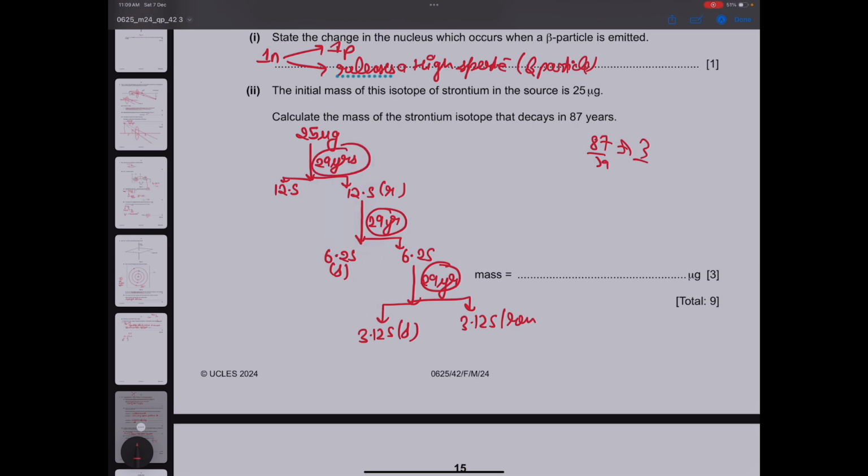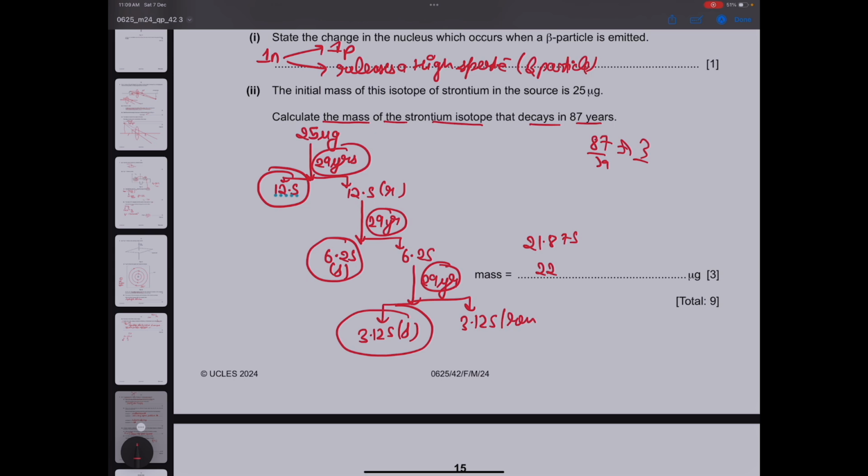Now, calculate the mass of strontium that decays in 87 years. In the first half life, this much decayed. In the second half life, this much decayed. In the third half life, this much decayed. Now, when you add all this, 12.5 plus 6.25 plus 3.125, the answer is 21.875. You can round it off to two significant figures. 22 is the answer. All right.